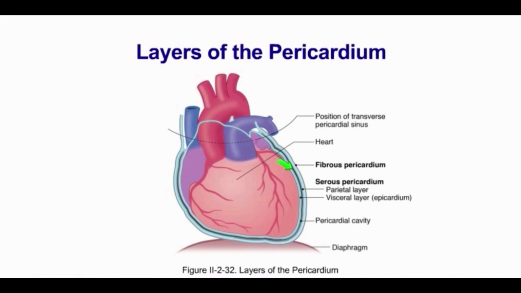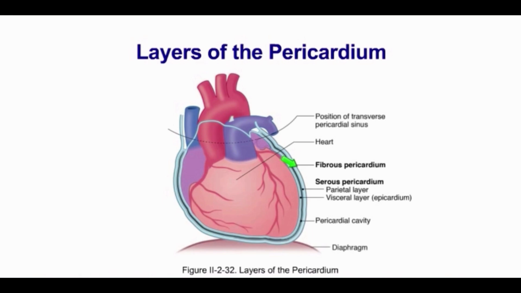But in addition to that, there's a third layer called the fibrous pericardium. So the fibrous pericardium and the parietal pericardium are fused together into structurally a single layer. The important point about this is that the fibrous pericardium is fibrous. It's a very tough, strong, collagenous layer. And the important point is it's not elastic. It doesn't stretch.